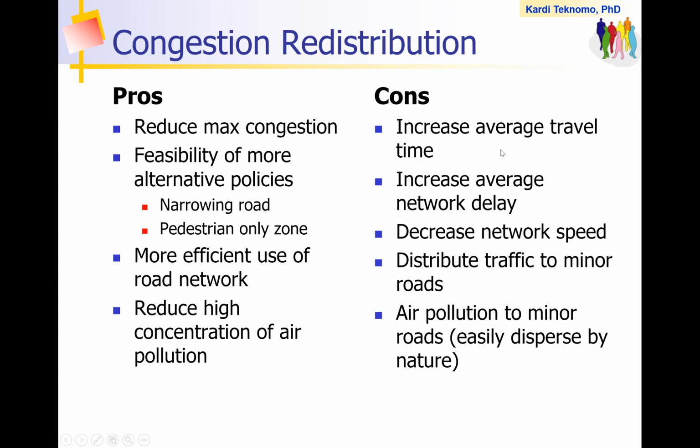But of course there are some cons of congestion redistribution, so be careful when you do this. It may increase the average travel time, it may increase the average network delay, and it may decrease the network speed. And some people may be angry, especially in the residential area, because you distribute the traffic to the minor roads. So these are the cons. In that case, you can use only primary and secondary up to tertiary roads. You remove the possibility to enter the residential road. That is one way you can solve it.